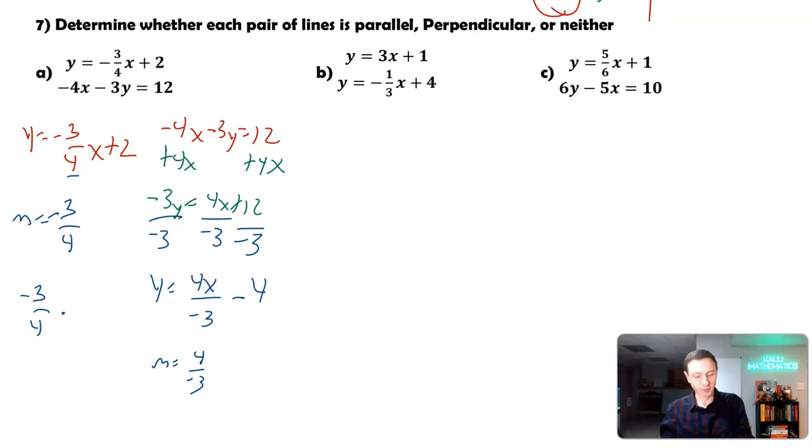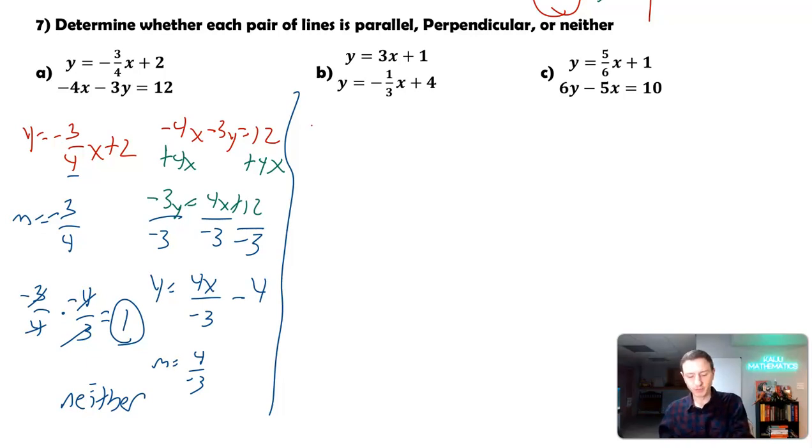So I'm going to do -3/4 times 4/3, -4/3. And we get 3 over 3 cancels, 4 over 4 cancels. Negative times a negative makes it a +1. So in this case, they are not perpendicular because we get +1. Not perpendicular then. So that means that they are neither. Letter B.